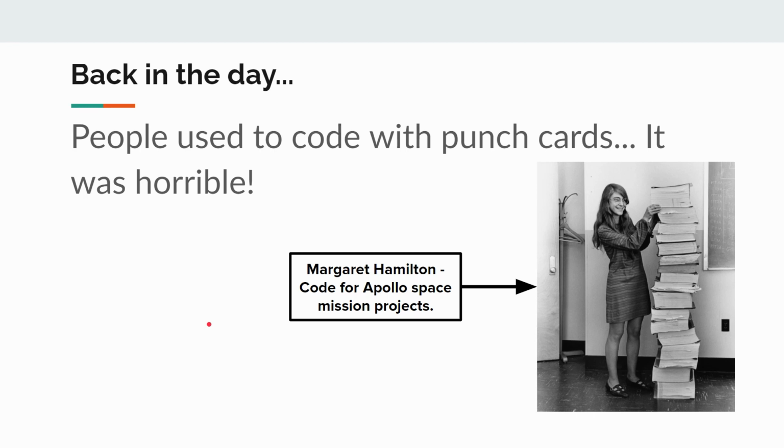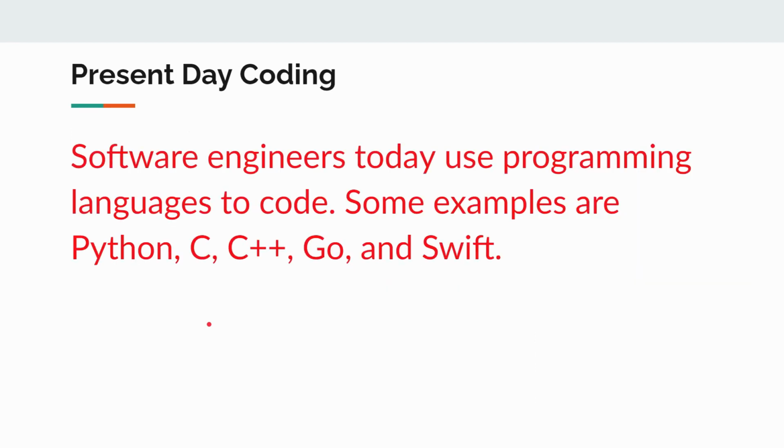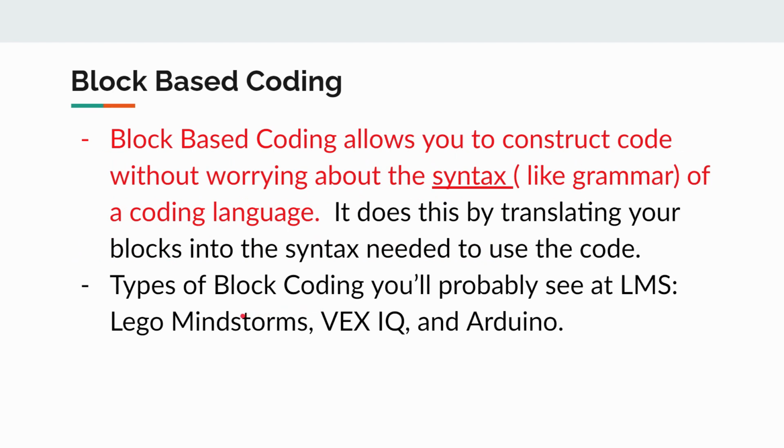So let's look at the current day. Now software engineers can use languages that are written out close to English, using actual words typed into a computer, so you don't have to punch holes in things anymore. And just like spoken languages, there are lots of different variations. Some examples are Python, C, C++, Go, and Swift. Those are all just different types of programming languages. But we're not going to be using those.